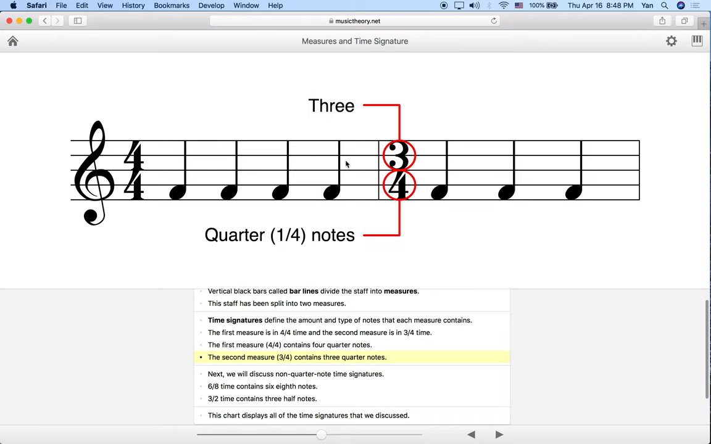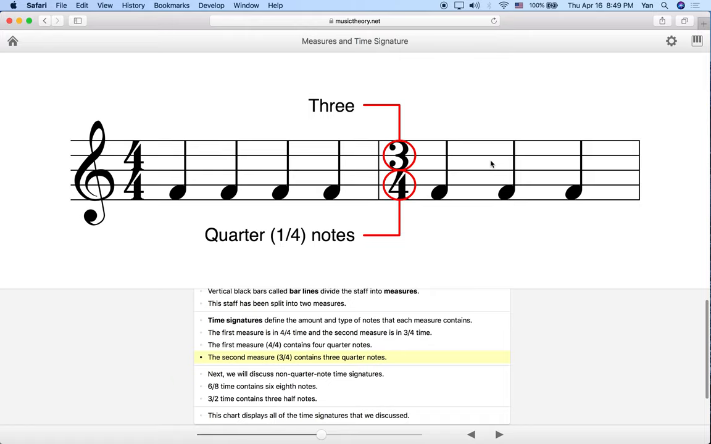Also, you can't have, say, five quarter notes in a 4-4 bar, or four quarter notes in a 3-4 bar, because that's going over the amount that we're allowed. So this is a very, very strict rule. You can't have more or less.